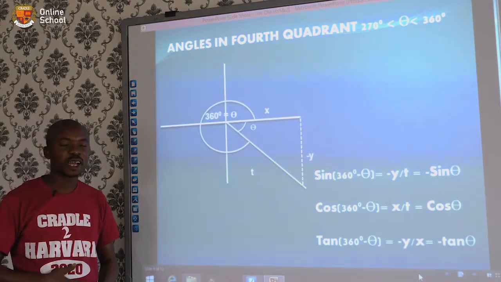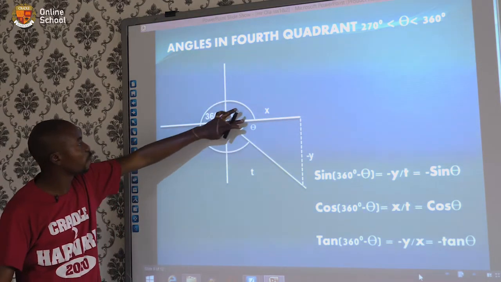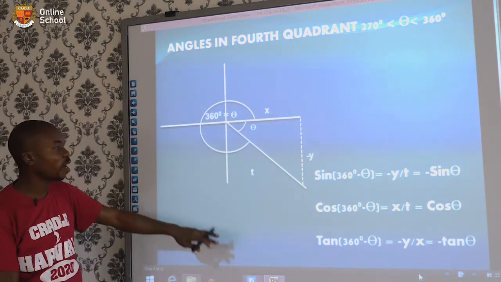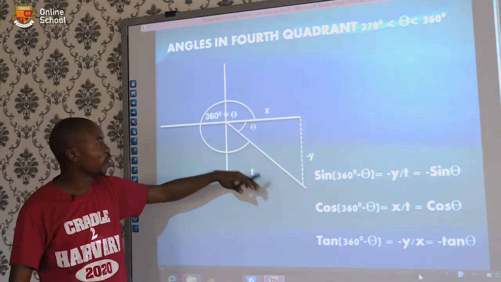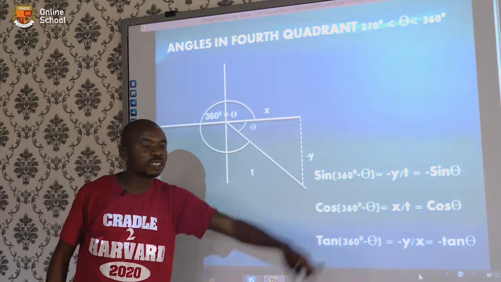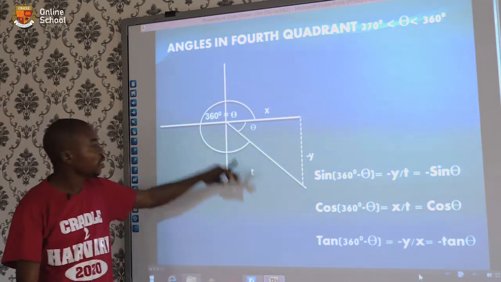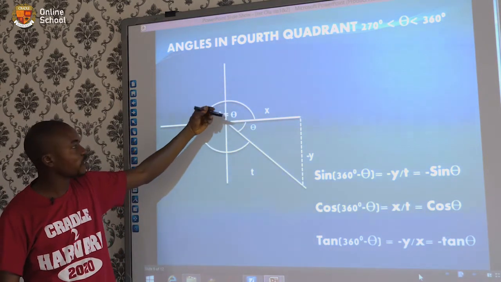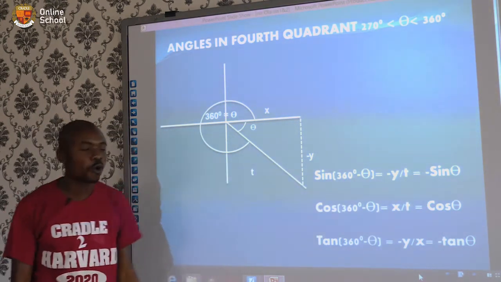Angles in the fourth quadrant are angles between 270 and 360 degrees. From here to here is almost 360, so when you remove theta from it, you have 360 minus theta. For sine, which is opposite over hypotenuse, your opposite is negative over t, and that will give us a negative value of sine theta. For cos, from SOHCAHTOA, adjacent over hypotenuse, x over t, which leads us to a positive value of cos.